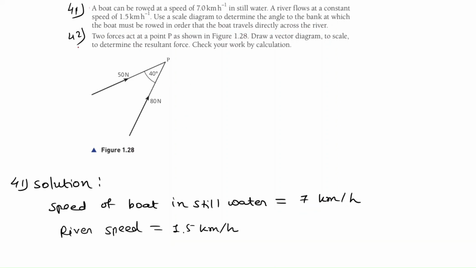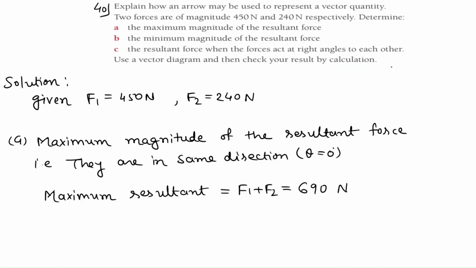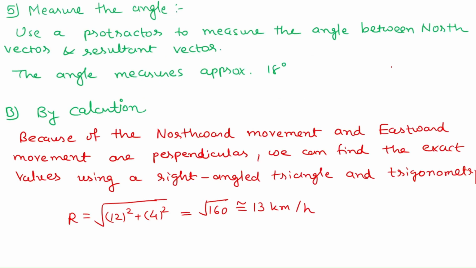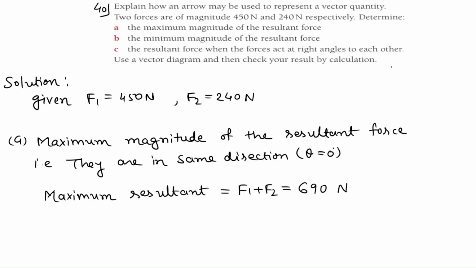Okay. Now in question number 42, two forces act at a point P as shown in figure. Draw a vector diagram to scale to determine the resultant force. Check your work by the calculation. They say first do by scale diagram, use your scale, and then you have to check by the calculation, as we did in question number 39. It is the same kind of question.